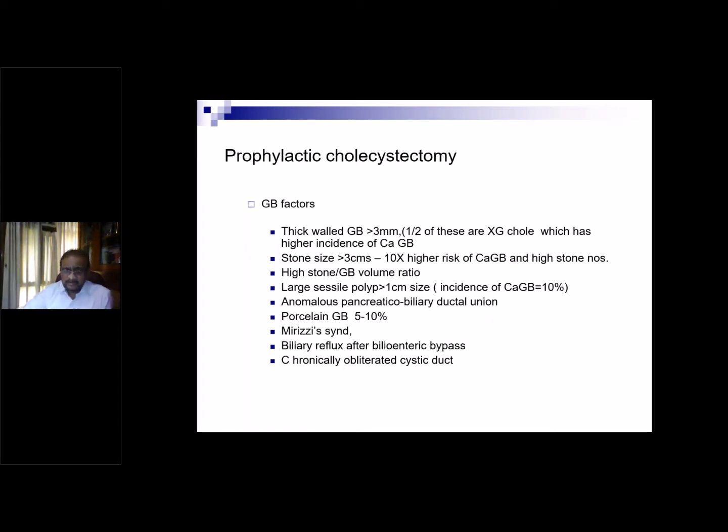Porcelain gallbladder. Remember when we talked about carcinoma gallbladder? In the region of 5 to 10%. Mirizzi syndrome, we have just told you that. Biliary reflux after bilioenteric bypass, a condition seen in the post-gastrectomy patient. Chronically obliterated cystic duct. So these are all gallbladder factors which are working in favor of an increased incidence of carcinoma gallbladder, and that is why there is a need for prophylactic cholecystectomy in this group of patients.